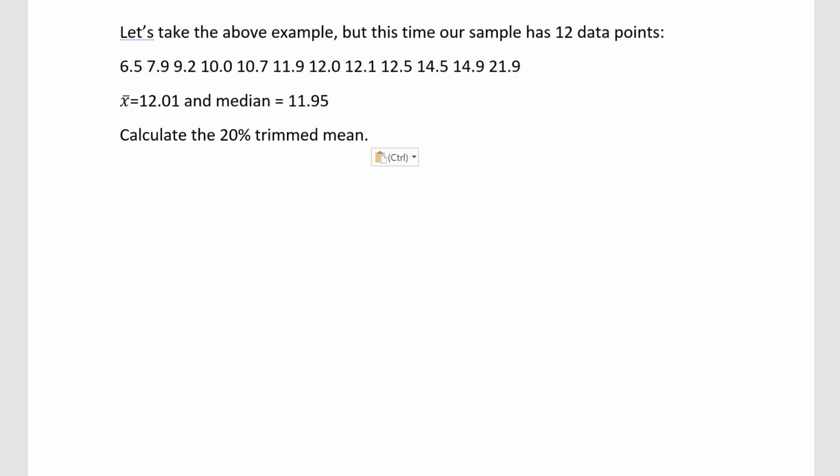So how do we calculate the 20% trimmed mean in here? Well, as I said, we already have our data in ascending order, so step 1 is already taken care of. Step 2, calculating the K, finding out what K is. But this time K is 12 times 0.2.